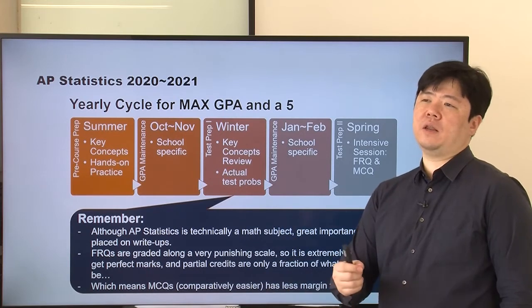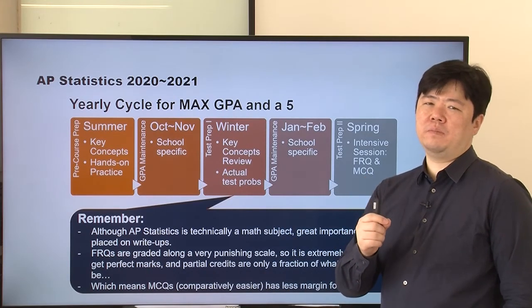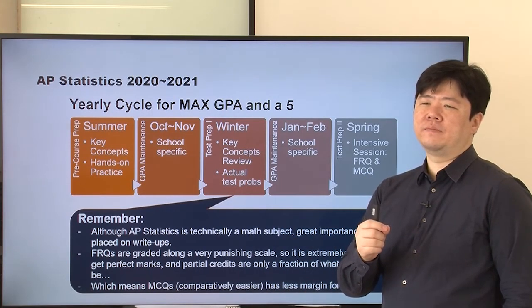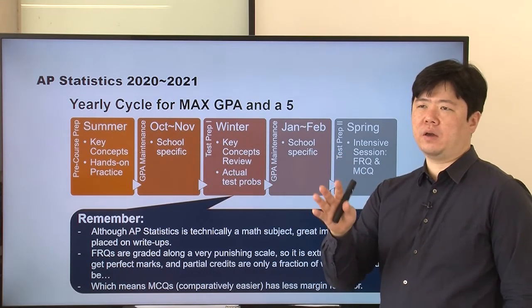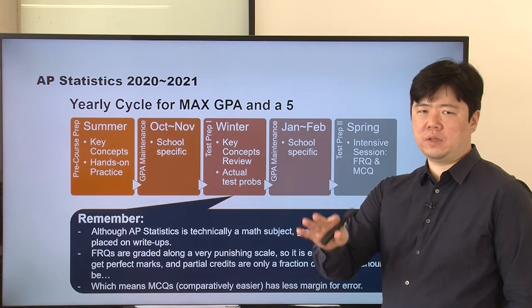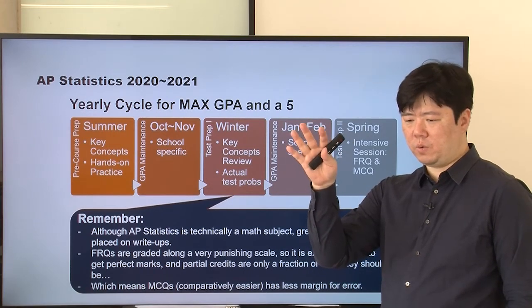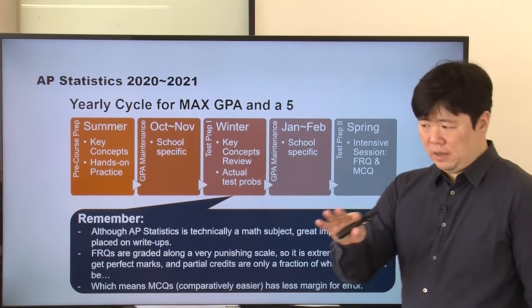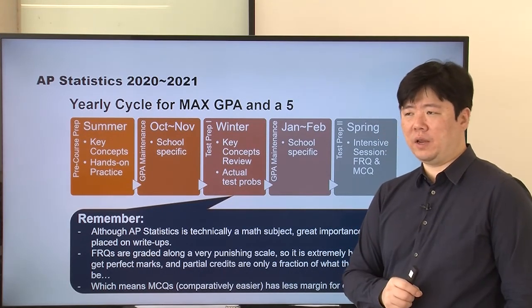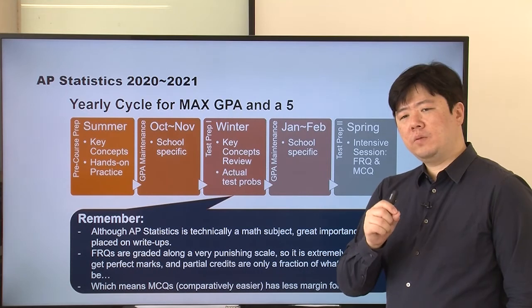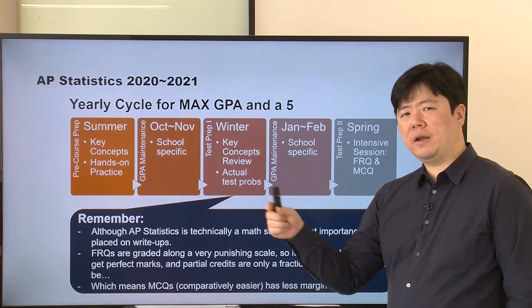The FRQs are graded along a really weird scheme. If you just get one single thing wrong out of the whole thing, if you don't get a perfect mark, it's really easy to slide your score down to a 75%. That kind of very punishing grading makes it almost impossible to get a perfect mark.